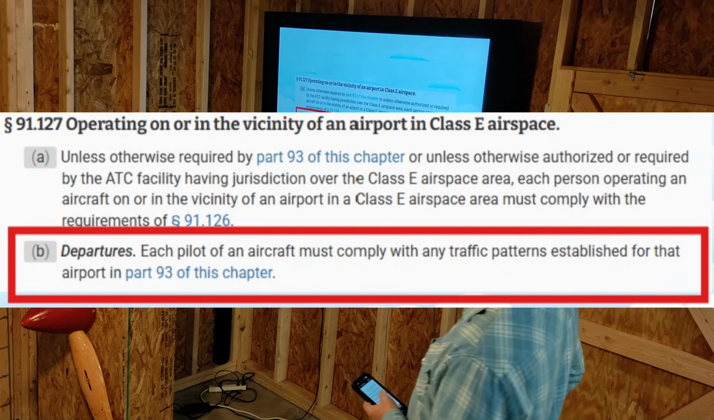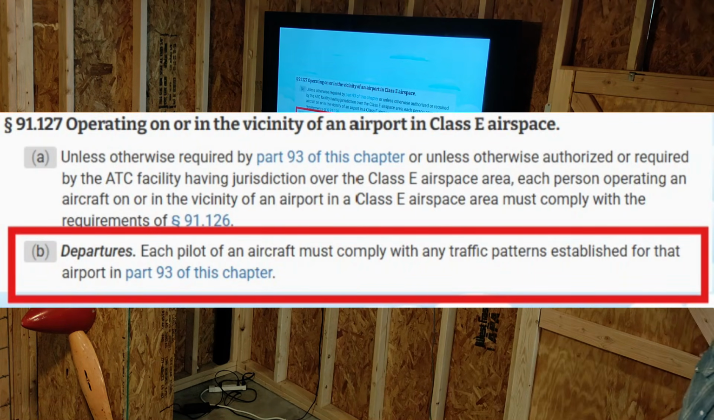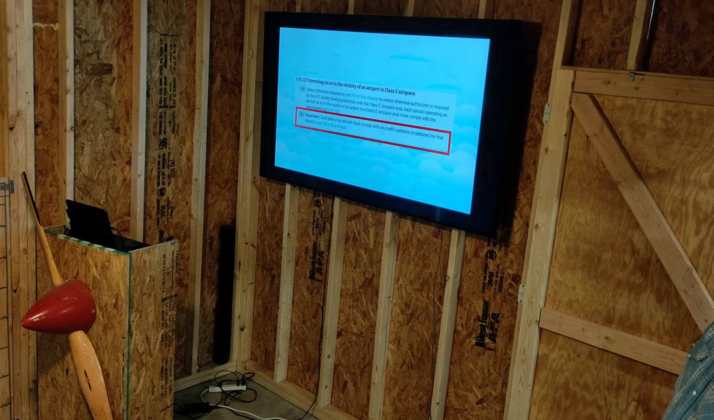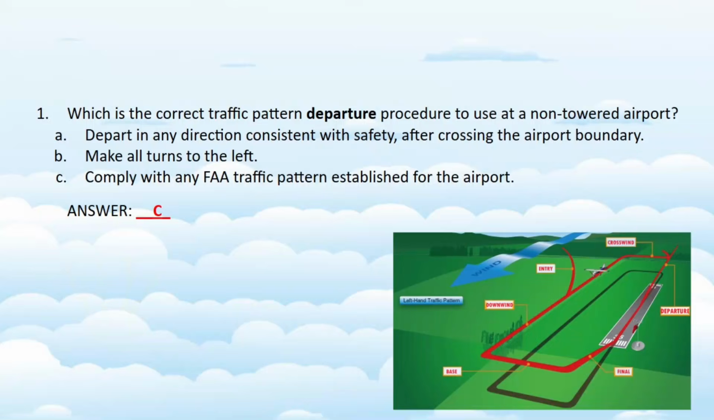Each pilot of an aircraft must comply with any traffic patterns established for that airport. So it is C. Each pilot of an aircraft must comply with any traffic patterns established for that airport, and that is under departures. And I highlighted it here. So, which is the correct traffic pattern departure procedure? The correct answer is C. Comply with any FAA traffic pattern established for the airport.